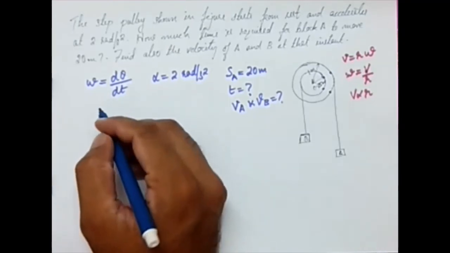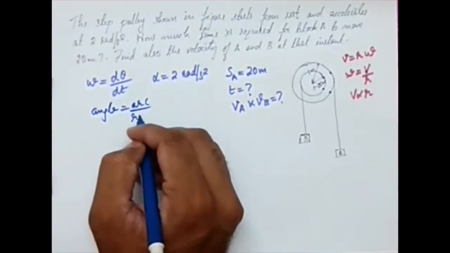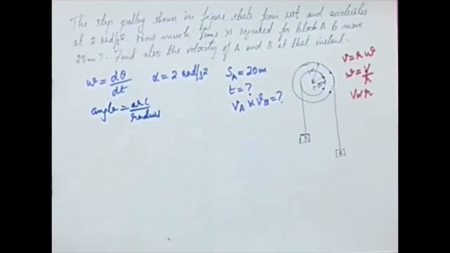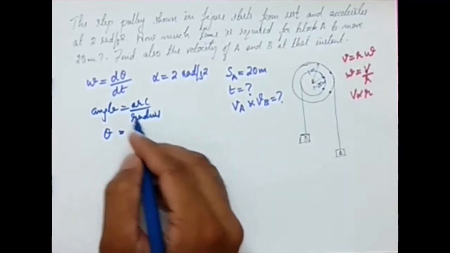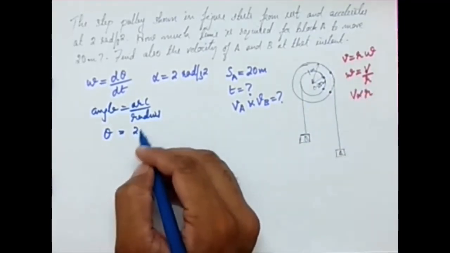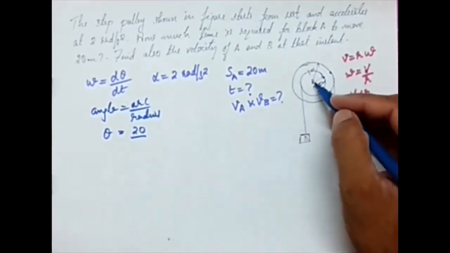So we have angle equal to arc by radius. That is the angle rotated, I'm calling it theta. What is the arc length? It is 20 because it is moving by 20, divided by the radius. What is the radius of the outer circle?